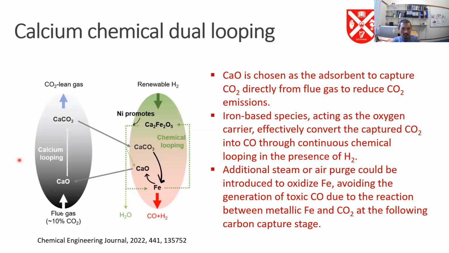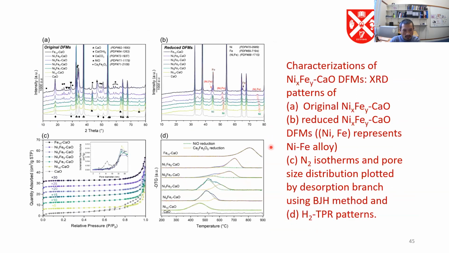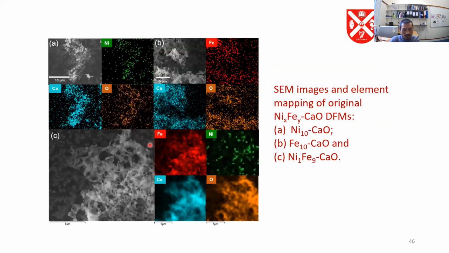Then another concept is dual looping. We can have calcium oxide, which is a calcium looping. We can also have iron oxide as a chemical looping. So we call it the calcium and chemical dual looping, in this case integrated with ICCU. We did some experiments and characterization to confirm the presence of the metals and of the calcium carbonate, and most importantly the calcium iron oxide. This material we're going to talk a little more about. Elemental mapping confirms the even distribution of the materials.